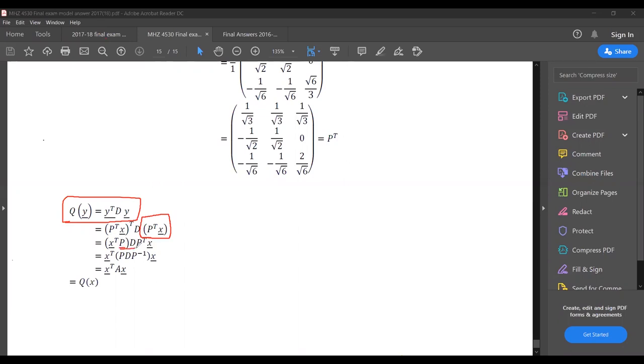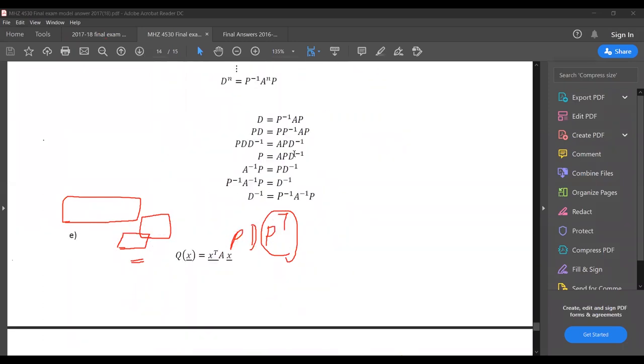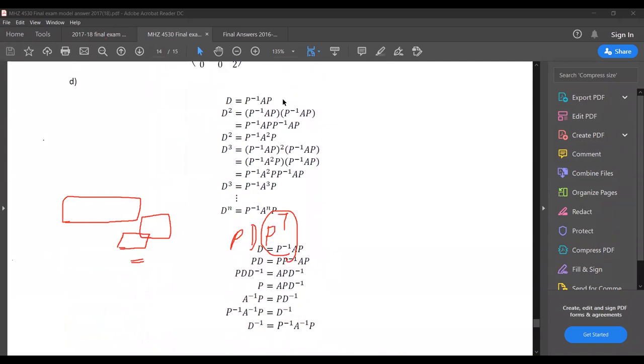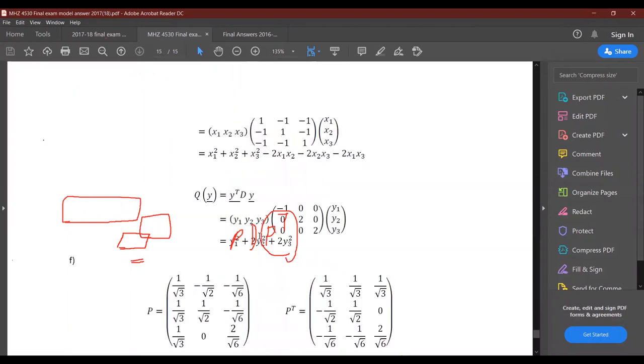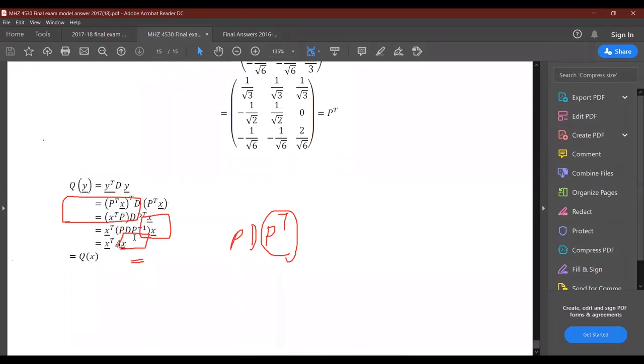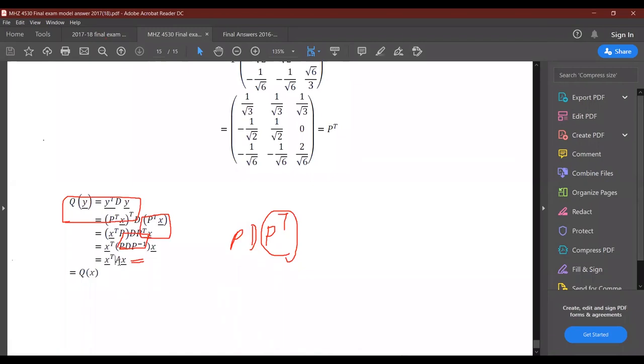So P into D into PT. P into D into PT, right? P, D, PT. We know PT is P inverse, so they have substituted that. P, D, PT. This is A. You can find it from the previous solvings. Right? So here we have done it. From this one, you can just multiply and manipulate this, and if you take A to one side, you will get this one. I'm pretty much sure you can do that. So P into D into PT will give you A directly. So this is simply QX. So that is a proof.